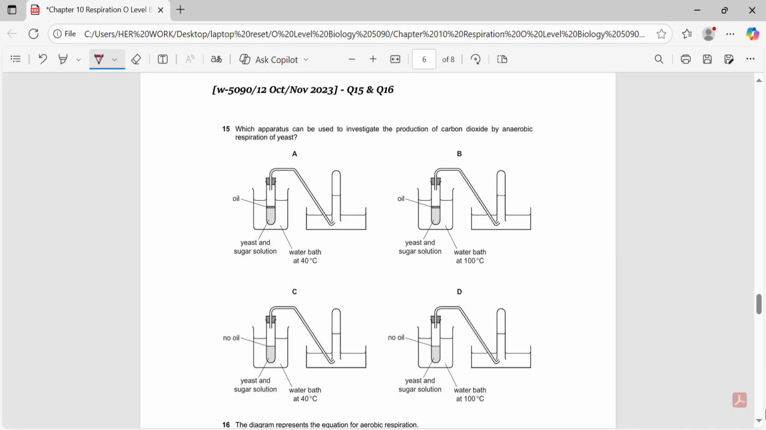Option A contains oil to prevent oxygen from entering, and it uses 40 degrees Celsius, which is ideal for enzyme function. Option B also contains oil but is heated to 100 degrees Celsius, which would kill the yeast. Options C and D have no oil, meaning oxygen is present, so anaerobic respiration cannot occur. Therefore, only option A meets both conditions. Therefore, the correct answer is A.